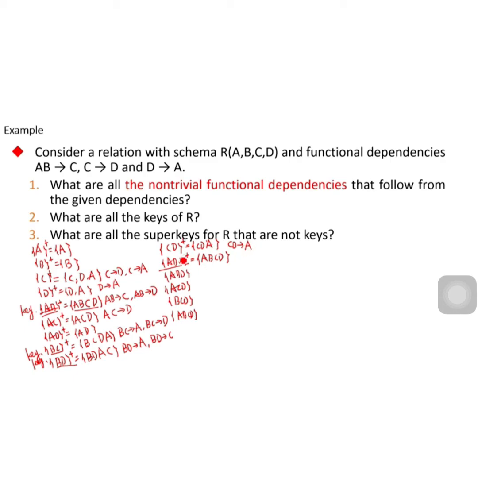And ABD is also a super key. BCD is also a super key, but they are not keys. The closure of ACD is ABCD. So we can get these completely non-trivial FDs: ABC functionally determines D, ABD functionally determines C, and BCD functionally determines A.